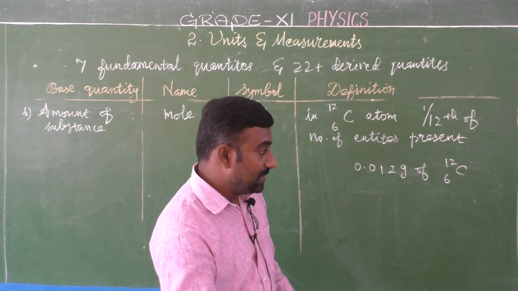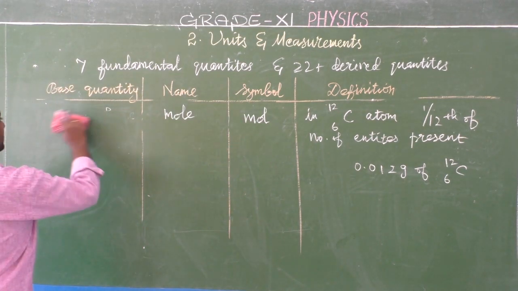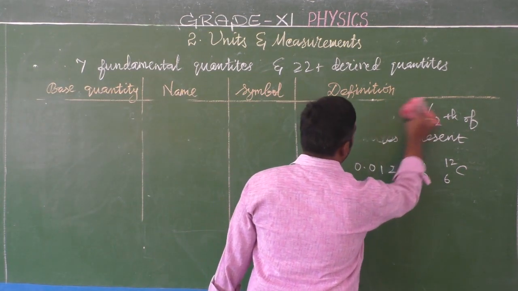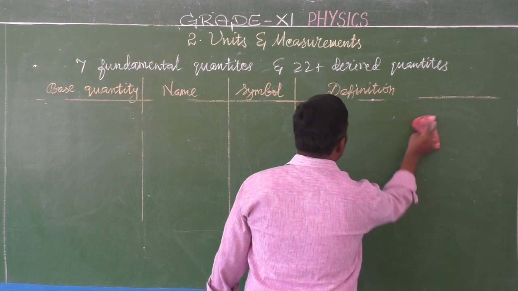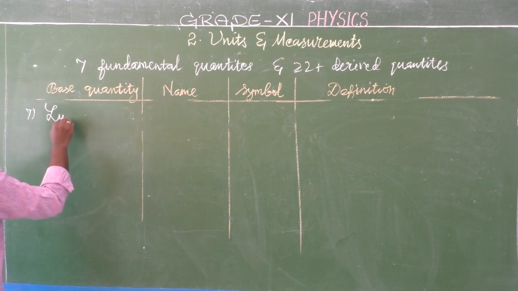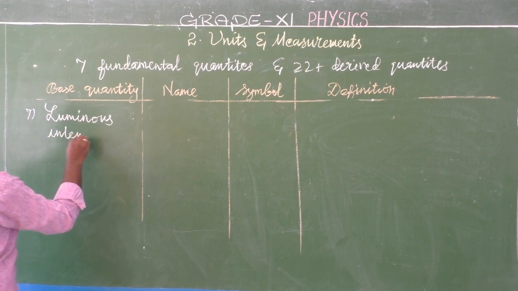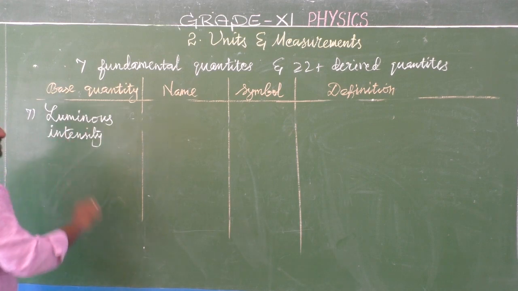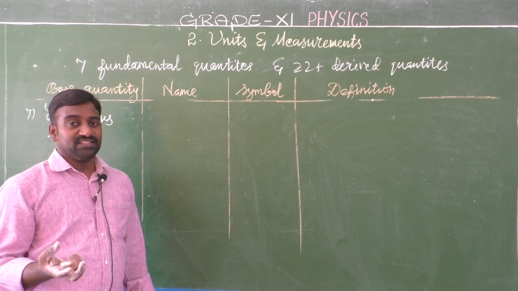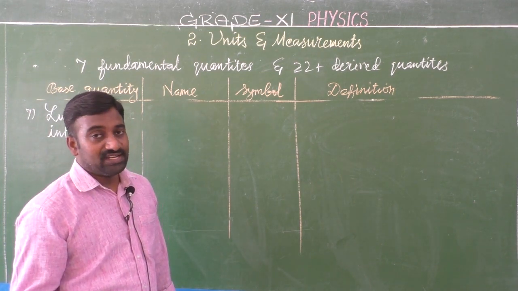Okay, then the seventh physical quantity. We have 7 fundamental quantities, and so far we have discussed 6. Now we are moving to the 7th fundamental quantity, that is luminous intensity. What is luminous? The substance which emits its own light, like the sun, stars, burning paper, fireflies, many things we can say. Whatever substance, when it burns, emits light or gives its own light, is called luminous.